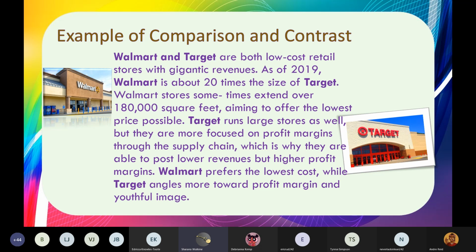Okay. So Walmart and Target are both low-cost retail stores with gigantic revenues. As of 2019, Walmart is about 20 times the size of Target. Walmart stores sometimes extend over 180,000 square feet, aiming to offer the lowest price possible. Target runs large stores as well, but they are more focused on profit margins through the supply chain, which is why they are able to post lower revenues but higher profit margins. Walmart prefers the lowest cost, while Target angles more toward profit margin and youthful image.